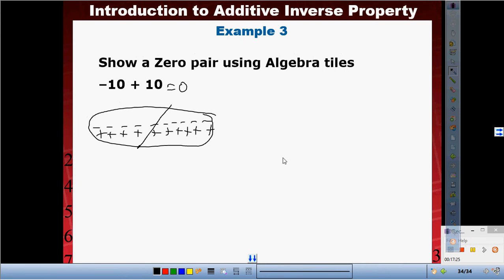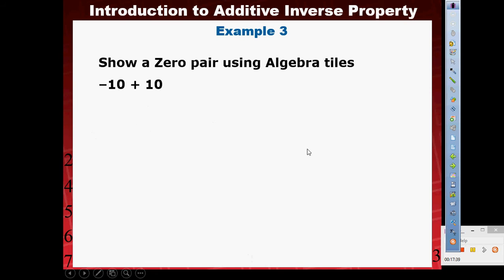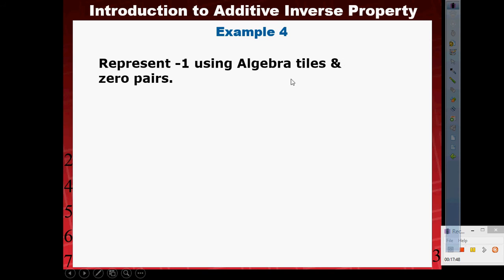Okay, now here comes a challenge one. So I'm going to crank it up a notch. Okay? Example 4. You might not have room there, so turn your paper over. And in the back, copy this example. Example 4. Write this down. Example 4. Represent negative 1 using algebra tiles and 0 pairs.